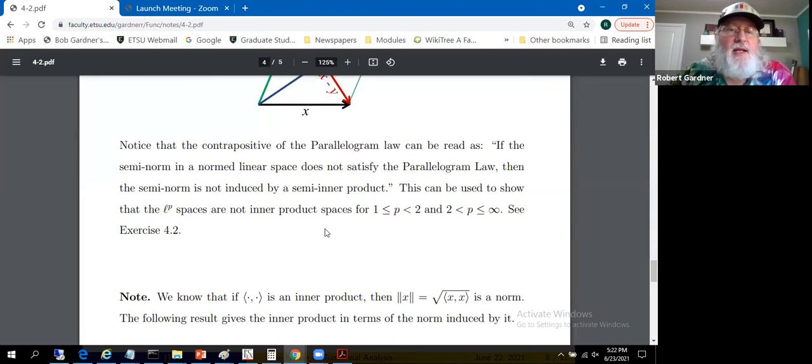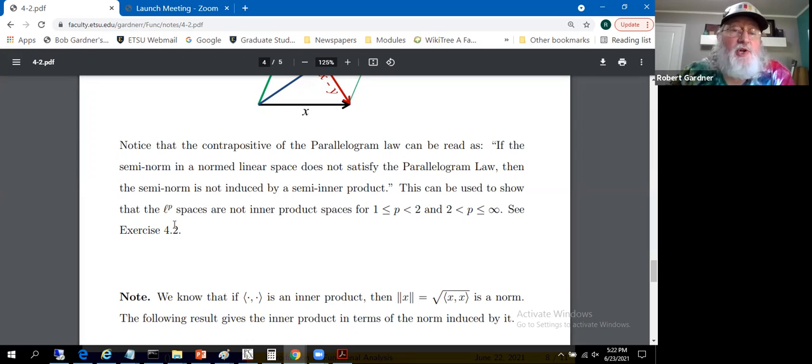As I hinted at, the contrapositive of the parallelogram law might read: if the semi-norm in a semi-norm linear space does not satisfy the parallelogram law, then the semi-norm is not induced by a semi-inner product.